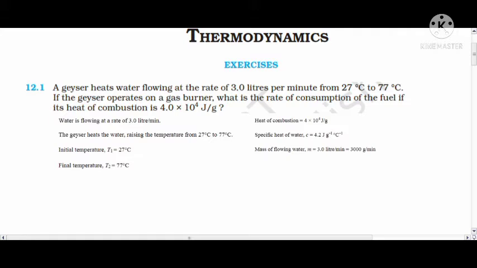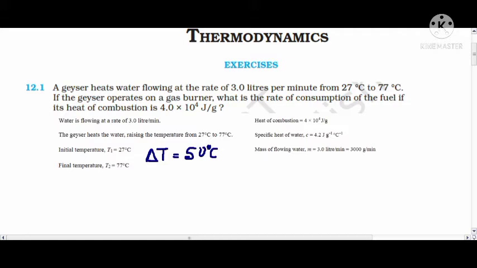Look at the data given in the question. We have heat of combustion is 4 into 10 power 4 joule per gram. Specific heat of water is 4.2 joule per gram per degree Celsius, and the mass of water is 3 liter per minute, that is 3000 gram per minute. The initial and final temperatures are given. Therefore, we can calculate the change in temperature delta T, which is equal to 50 degree Celsius.